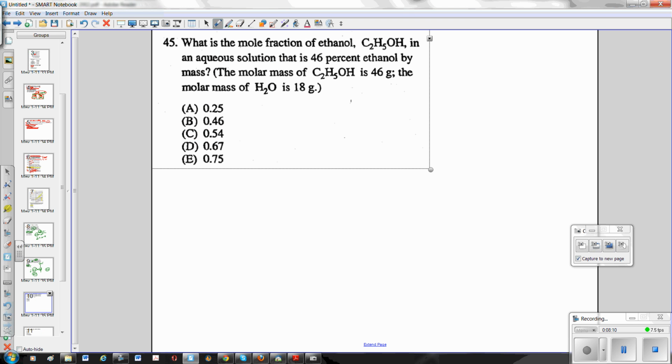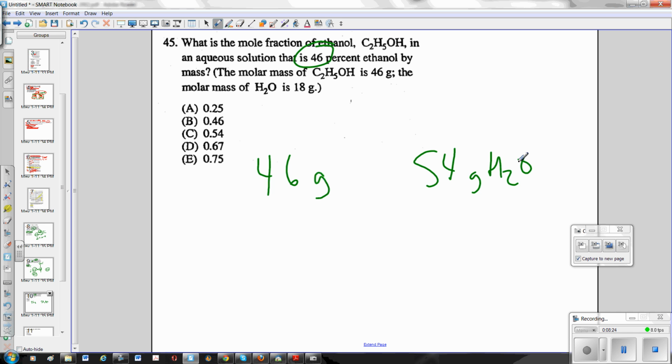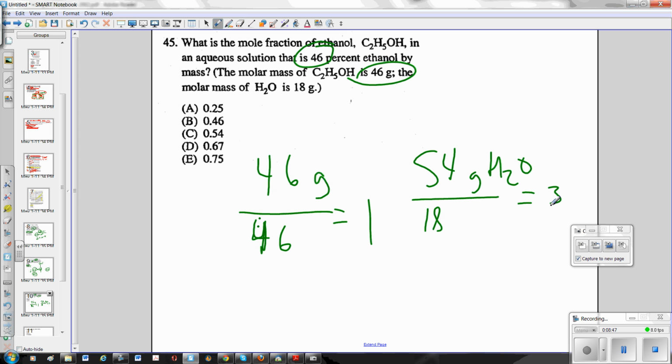Mole fraction. How do we do mole fraction? 46% ethanol by mass, which means you have 46 grams ethanol, which means you have 54 grams of water. So the molar mass of ethanol is 46. You automatically know from looking right there, 46 divided by 46 is going to be 1. The molar mass of water is 18. So if you notice, 54 divided by 18 is going to go 3 times. So I'm going to have a total of 4 moles on the bottom.